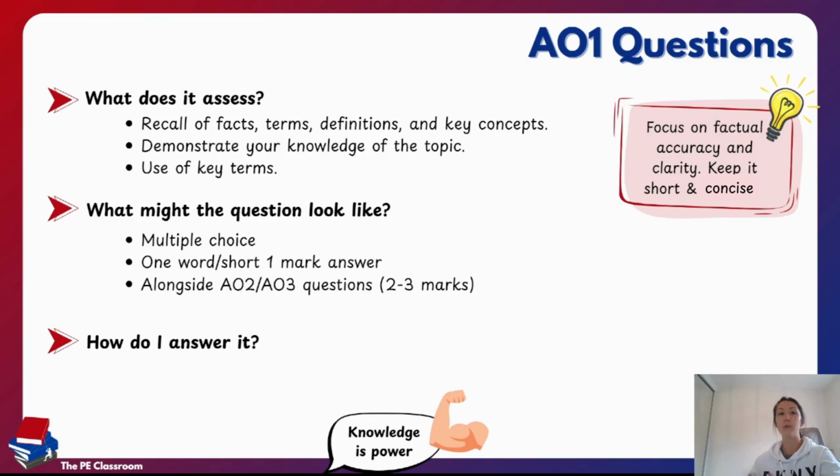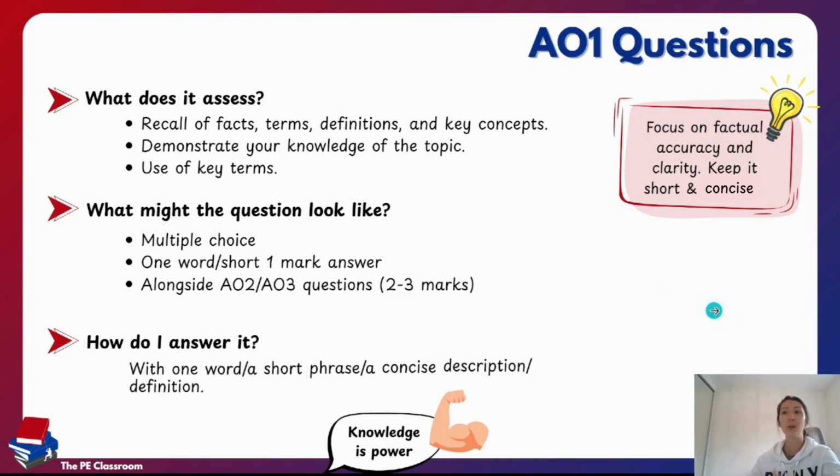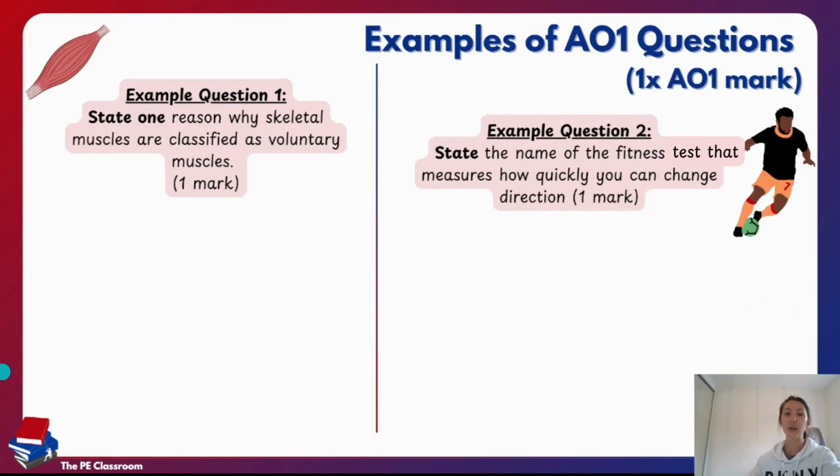The question can be in the form of multiple choice, it can be a 1-word question, it could be a short 1 marker, so you have to give a phrase or a sentence, or it can actually be accompanied by AO2 and AO3 assessment objectives as well, which tend to be worth a little bit more marks, and I'll go into more detail about that in a bit. How you answer it, again, depending on the question, it might just be an answer with 1 word, it might be ticking one option out of a multiple choice question, or it might require a concise description or a definition. Okay, so we're just going to go through some examples then.